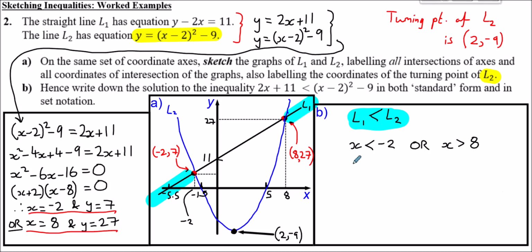So in set form, we need to link these together with a union symbol. So in set notation, we say we were interested in x such that x is less than -2, or we could have it such that x where x is greater than 8. And that concludes the working we need for worked example 2.